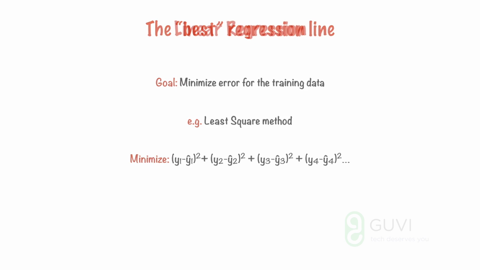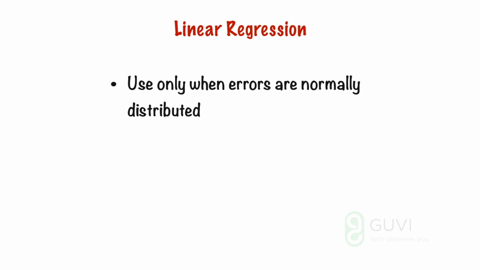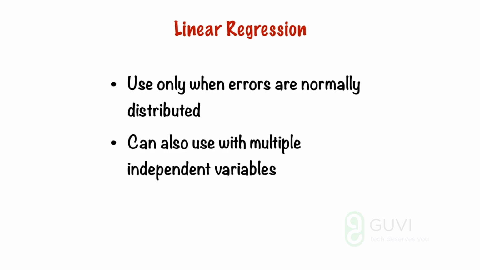We now take a look at some of the caveats when trying to use linear regression, starting with the fact that linear regression can only be applied when the errors in our data are normally distributed. So if the distribution is not normal, it means that the relationship between x and y is not linear. Also, in our example so far, we've only covered the use of one independent or x variable. But linear regression can also be used when we have multiple x variables.